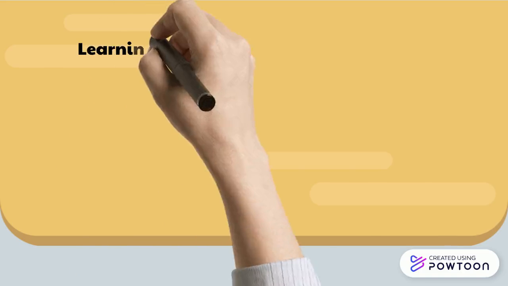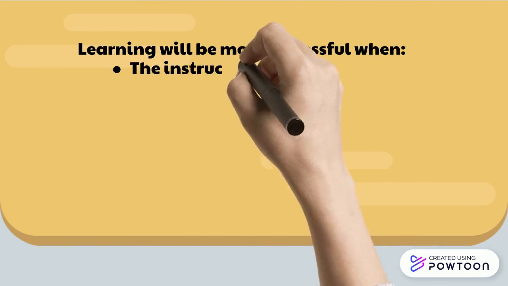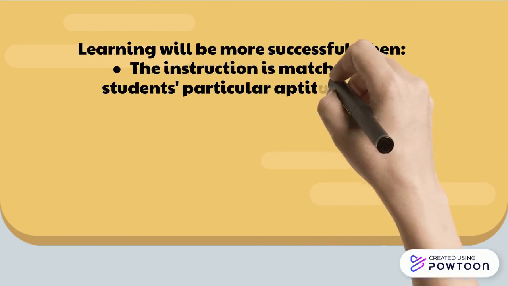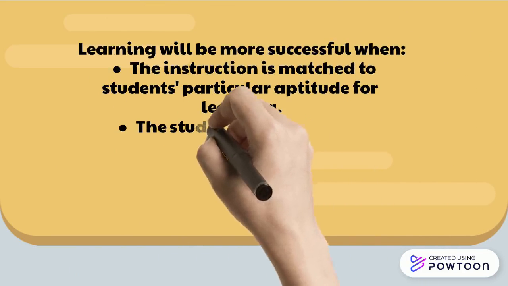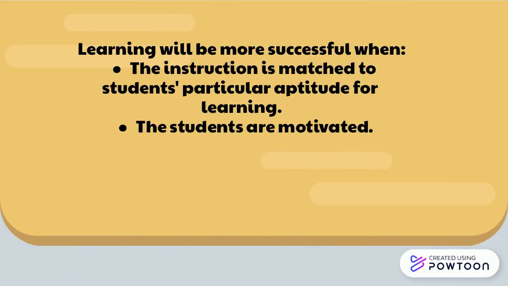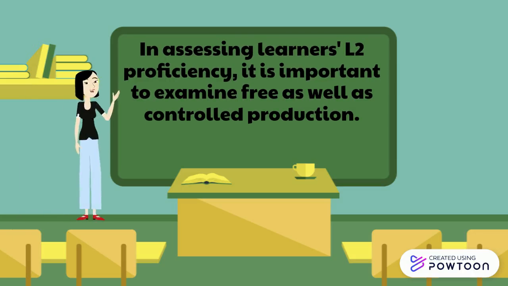Principle number 10 states that in assessing learners' L2 proficiency, it is important to examine free as well as controlled production. They distinguish 4 types of measurement: metalinguistic judgment, selective response, constrained constructive response, and free constructive response.